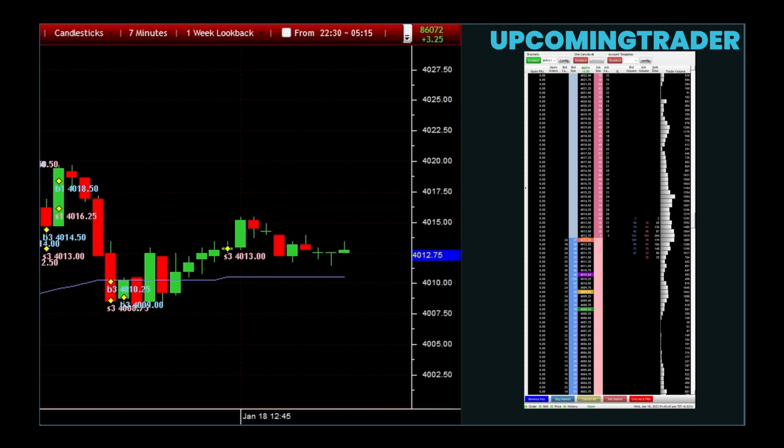Then there are low volume nodes. These are the places where there was not much trading. These zones tend to be the areas where the price moves quickly. Think about it this way: if the price is in a low volume area, it is likely to break out or make a sharp move.